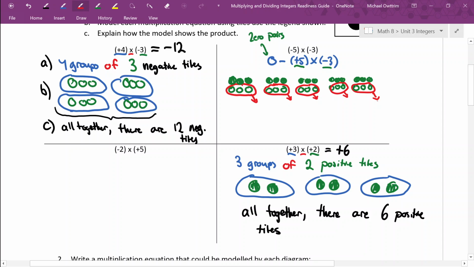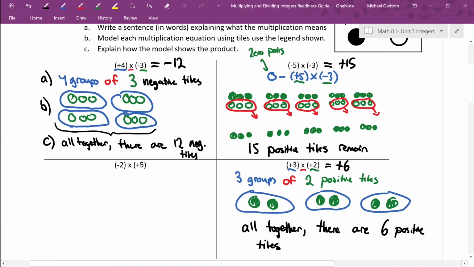But if we wanted to, we could redraw what is left. We'll obviously have just our positive tiles after that. There's 1, 2, 3, 4, 5, 6, 7, 8, 9, 10, 11, 12, 13, 14, 15 positive tiles remain. And of course, that's why our product here is positive 15.